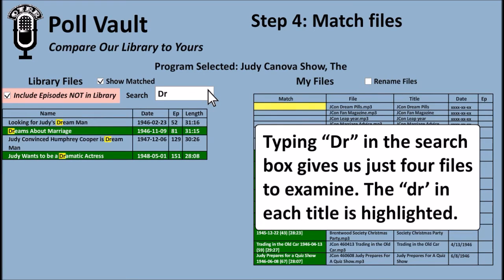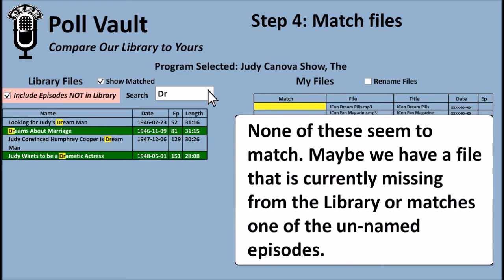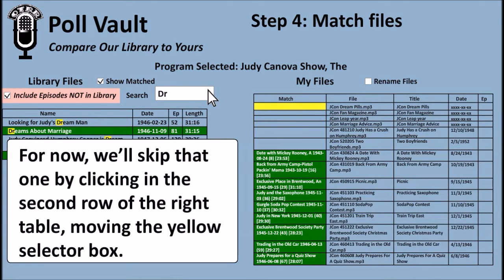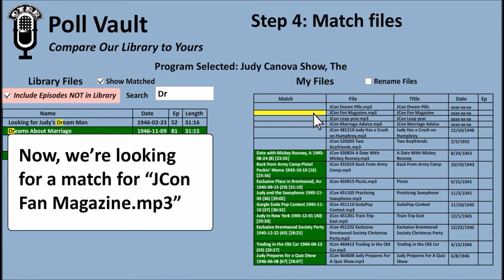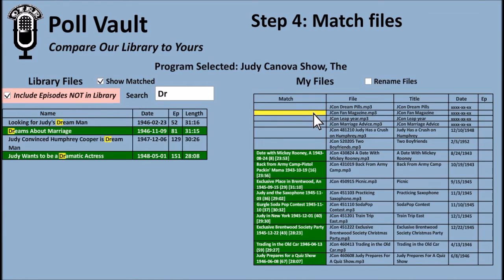The DR in each title is highlighted. None of these seem to match. Maybe we have a file that is currently missing from the library or matches one of the unnamed episodes. For now, we'll skip that one by clicking in the second row of the right table, moving the yellow selector box. Now, we're looking for a match for Fan Magazine.